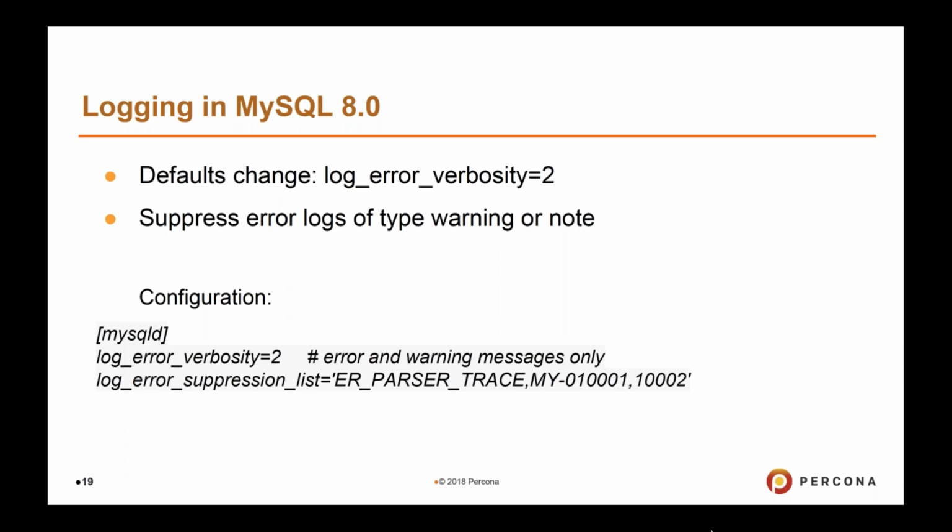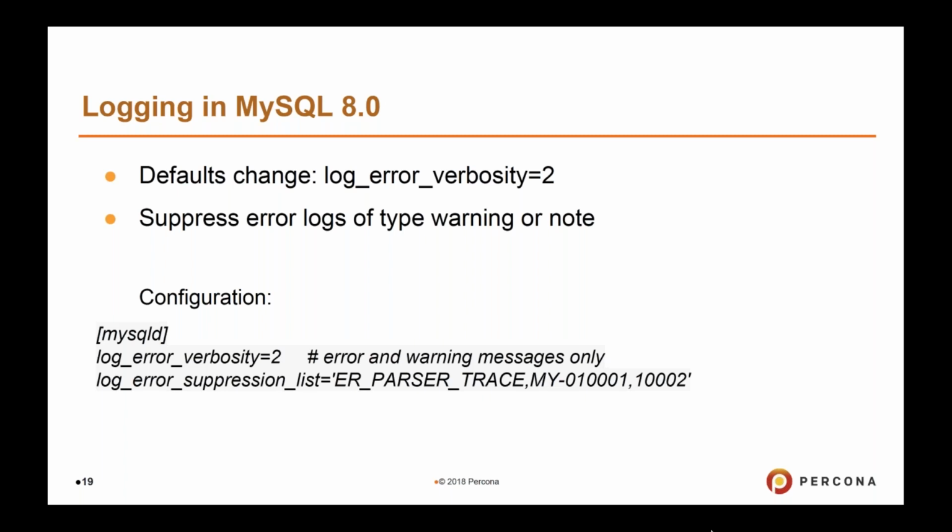What we want to print in the error log is controlled by the log_error_verbosity variable, and in 5.7 that was 3. That means it will log notes, warnings and errors for your server. But in 8.0 that thing is changed. It will only log your warnings and errors, no more notes.